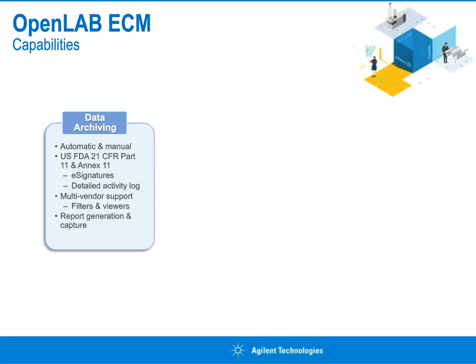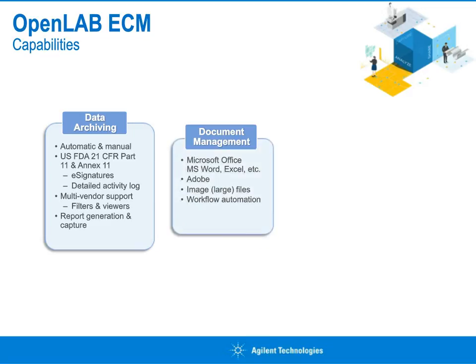In addition to analytical data, OpenLab ECM can store and manage a variety of other data types. Prime examples being Microsoft Office, Adobe PDF, and large binary files like images. Metadata extraction is possible with PDF files, which is a powerful mechanism for workflow automation. Lastly, OpenLab ECM is integrated with a variety of Agilent and non-Agilent applications.